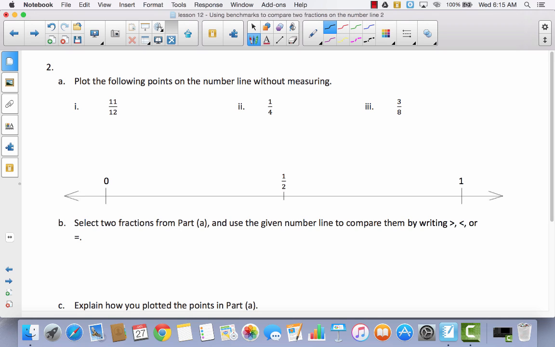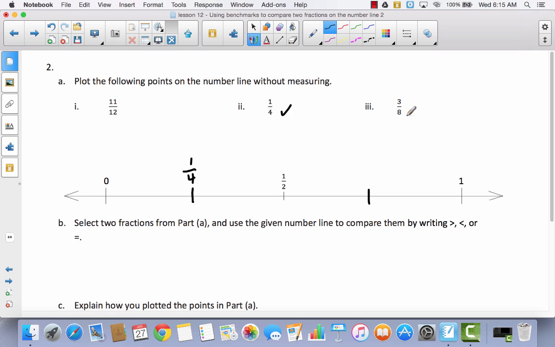Plot the following points on the number line without measuring. This time we're doing 12ths, 4ths, and 8ths. I'm going to look ahead here, and I'm going to start with the smallest denominator first. I'm going to start with 4ths. It's already divided into two parts, so these are halves. If I divide each half in half, this will make 4ths. So I have 1/4, 2/4, which is the same as 1/2, 3/4, and 4/4, which would be 1 whole. So I'm going to go ahead and label 1/4.